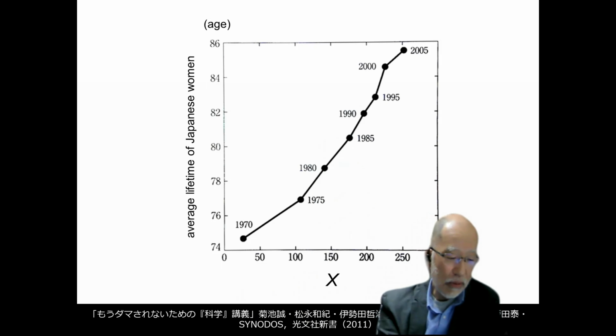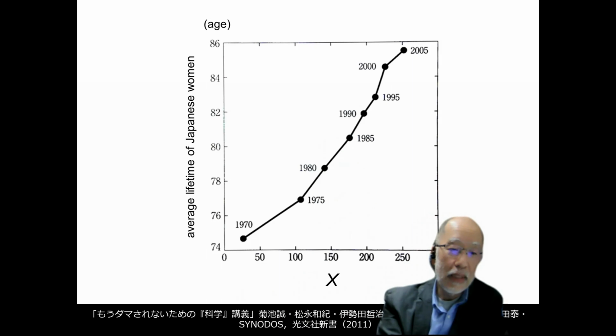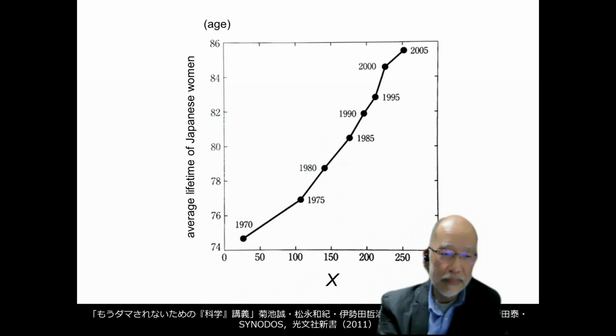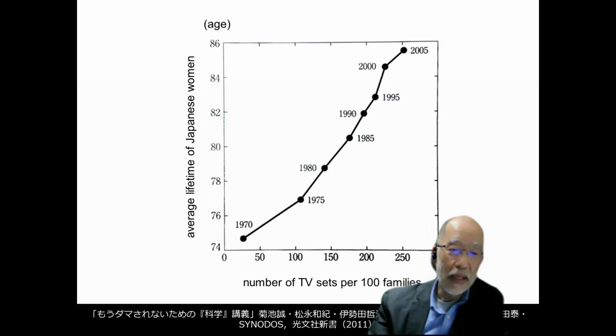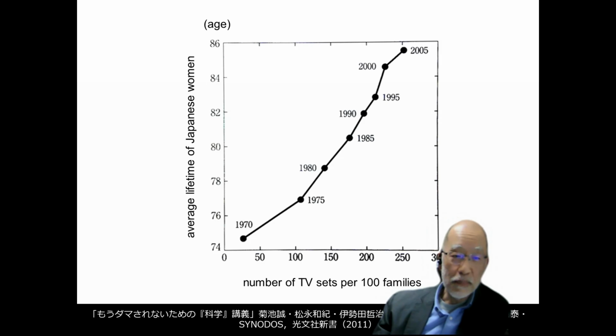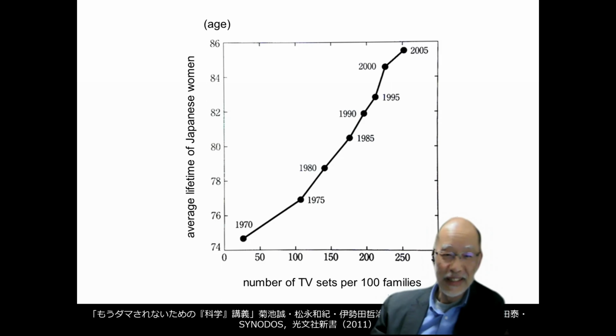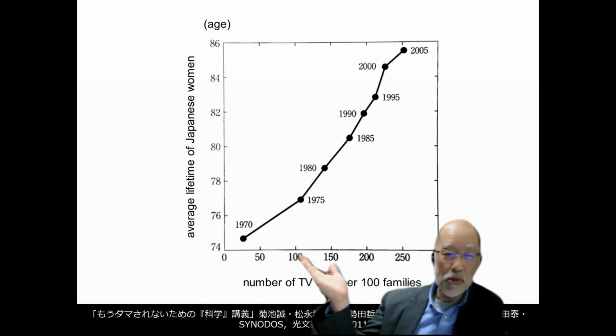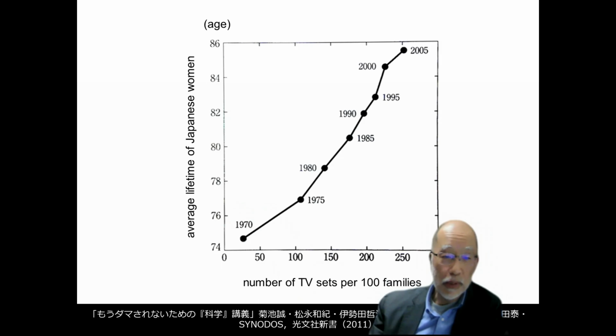Yes. So that is actually the number of TV sets per 100 families. Yes, you can laugh. And probably there is no direct relation between the number of TV sets and the average lifetime of Japanese women.